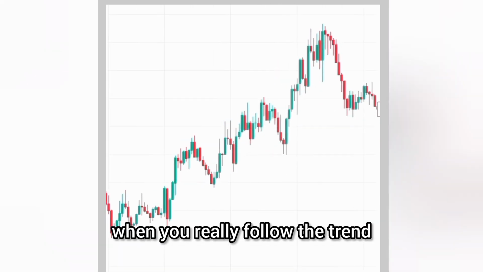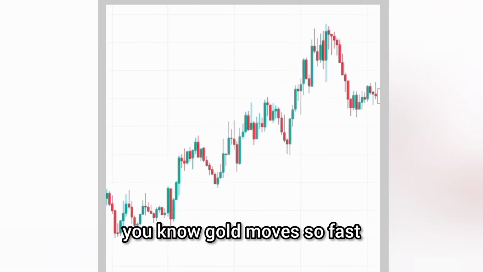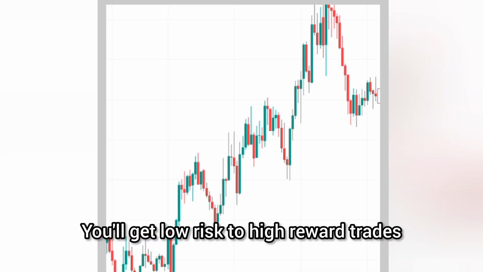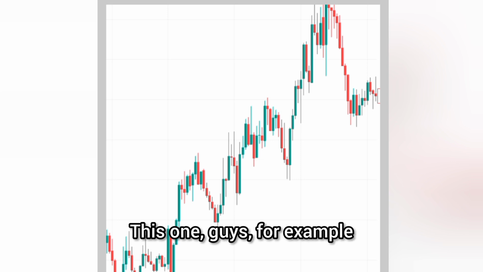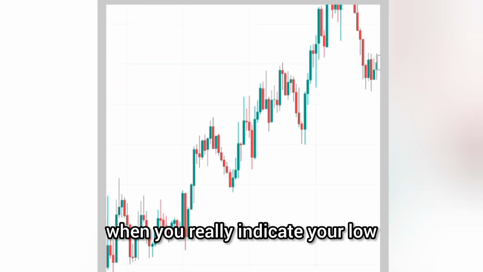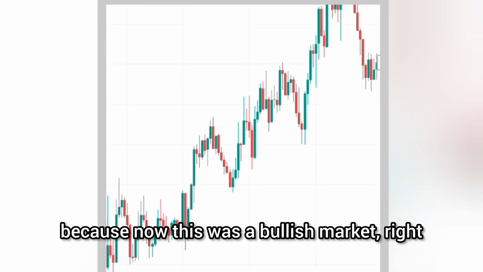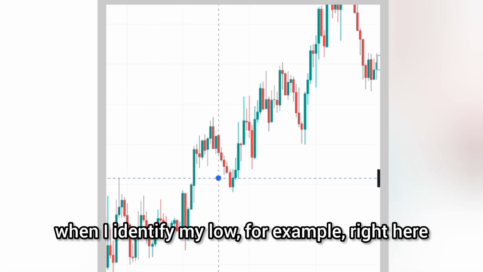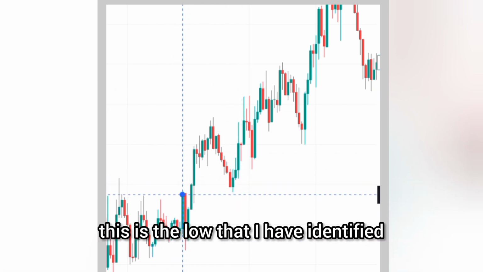When you really follow the trend, you know gold moves so fast, so you have to trade it with the trend. When you follow the trend, you'll get low risk to high reward trades. For example, this was a bullish market, right? So for the bullish market, when I identify my low, for example, right here, this is the low that I have identified.